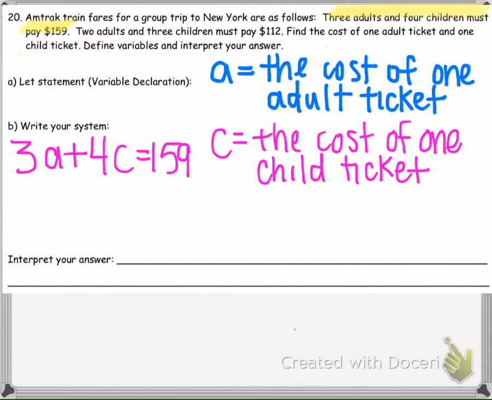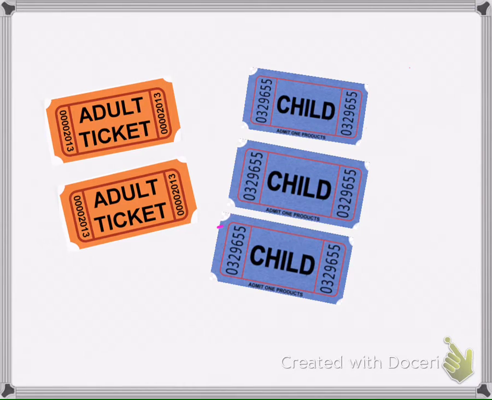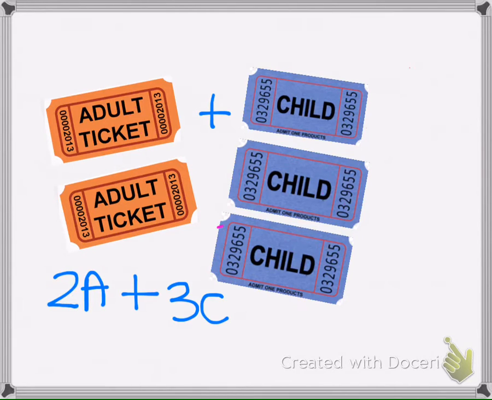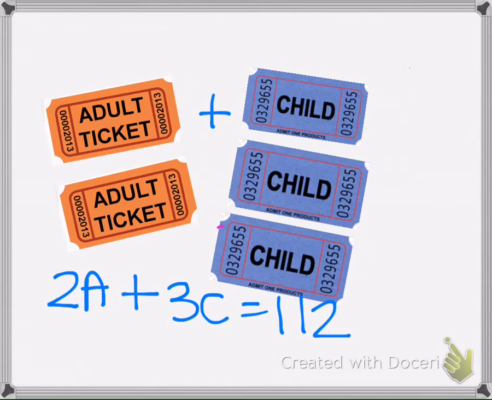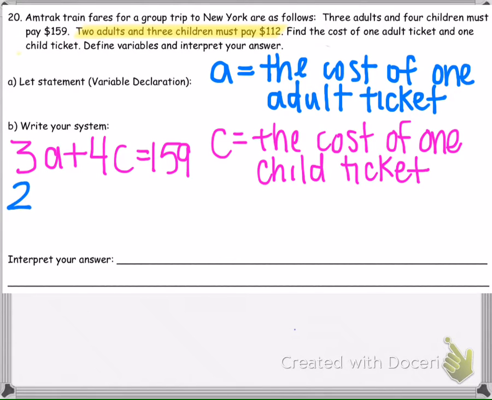Now, when we have 2 variables, we need 2 equations to solve a system. So now we're told that 2 adults and 3 children pay $112. So 2 adults plus 3 children's tickets cost $112. And now we have our second equation. And now we need to solve that system.